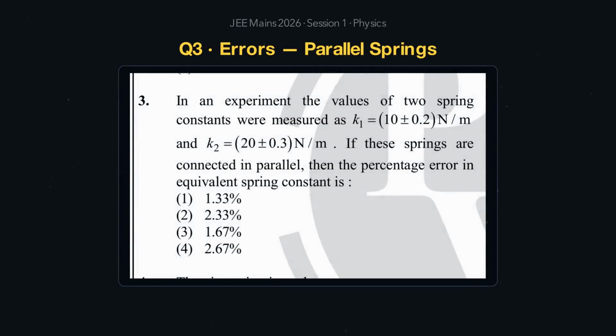2 springs, 2 measurements, 1 small calculation that trips up most JEE students. What's the percentage error in the equivalent spring constant when springs are connected in parallel?